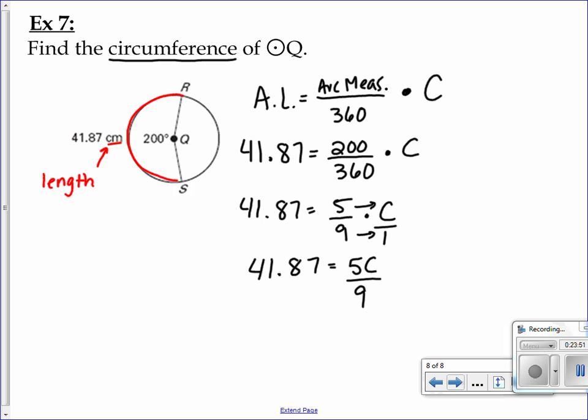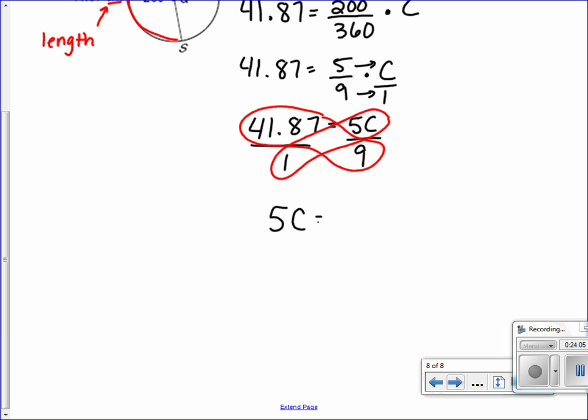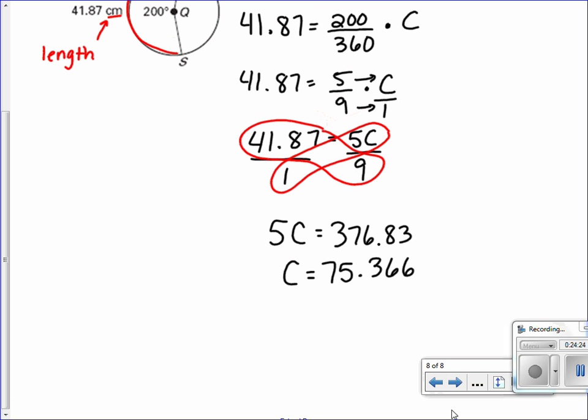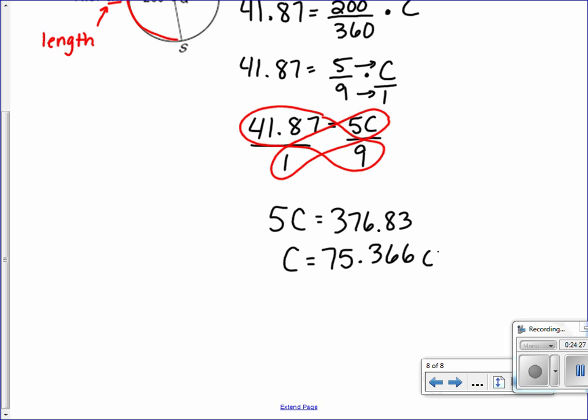And then it's just like the last two problems. I got a number equal to a fraction on the right. So I'm going to stick this over 1. And we can just cross multiply. Okay, 1 times 5C is 5C. And then 41.87 times 9 gives you 376.83. Just divide that by 5. And you're going to get 75.366. And we were using, I think it was meters. Let me double check here. Centimeters. So technically you'd want centimeters here. And that's it. It doesn't tell us how to round, so you can just leave it like that.